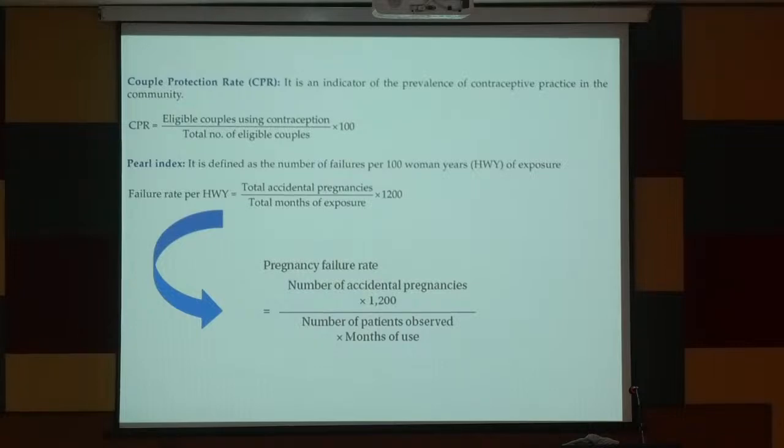So how to calculate? Basically, bluntly speaking, Pearl index is the total accidental pregnancies divided by total months of exposure multiplied by 1200. Why 1200? I'll show. As shown below, Pearl index or pregnancy failure rate is the same: number of accidental pregnancies in the numerator, and in the denominator the number of patients observed multiplied by months of use, meaning how many months they use it multiplied by the number of women who are using it.